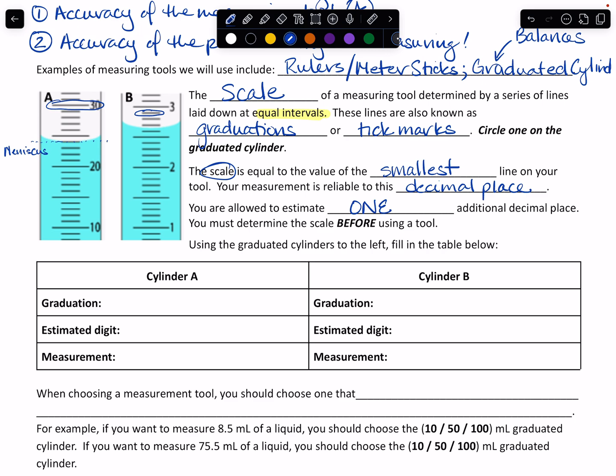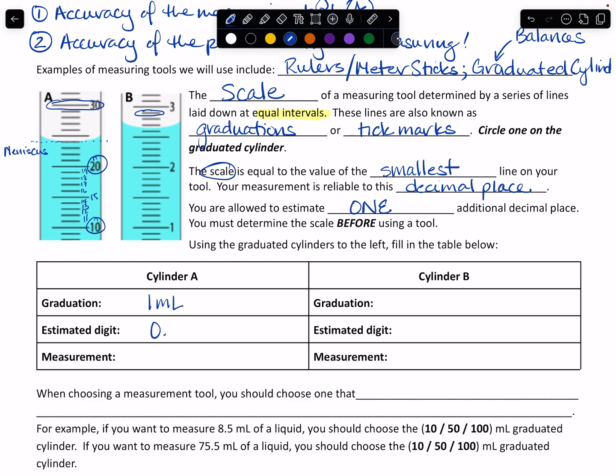So let's start with what the graduations mean on cylinder A. We can see we have a 10 and then a 20, and then it's separated into ones. So this would be 11, this would be 12, this would be 13, 14, 15, then 16, 17, 18, and 19. So the graduations change by 1 milliliter as you move from graduation to graduation. So I can know how much I have in there at least to the 1 milliliter position. But then I'm going to estimate one position after.